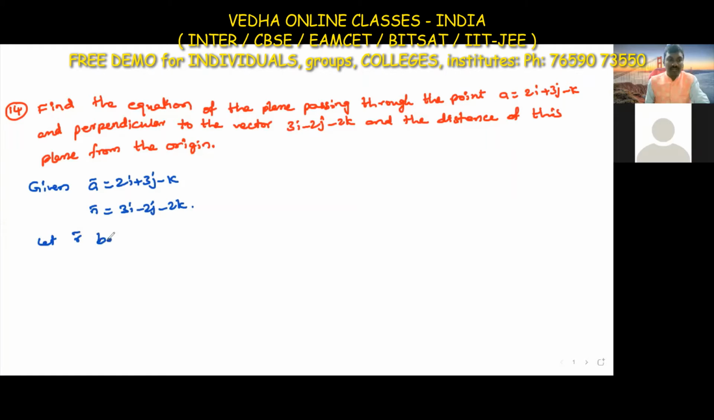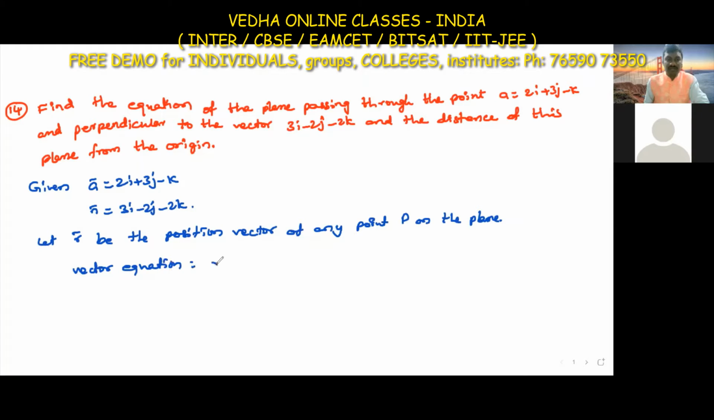Okay, so now I am taking r to be the position vector of any point P on the plane. Then the vector equation of the plane is (r minus A) dot n is equal to 0. This is the formula here.